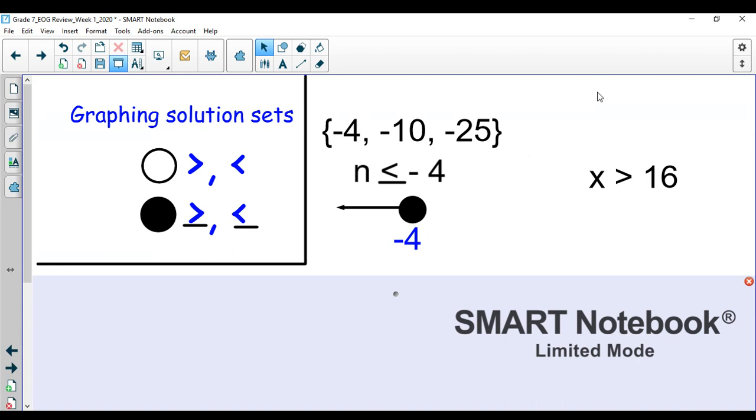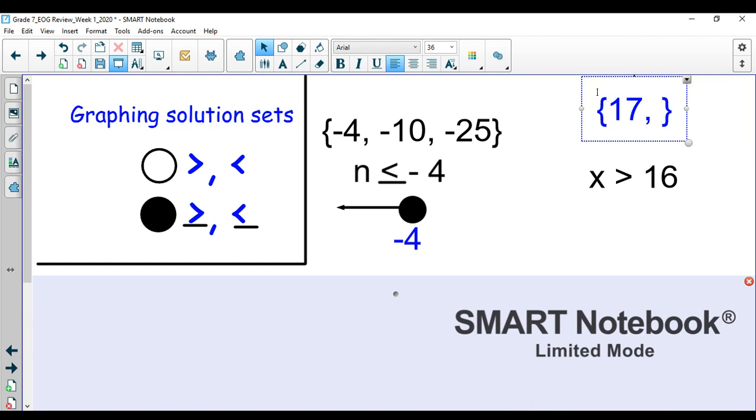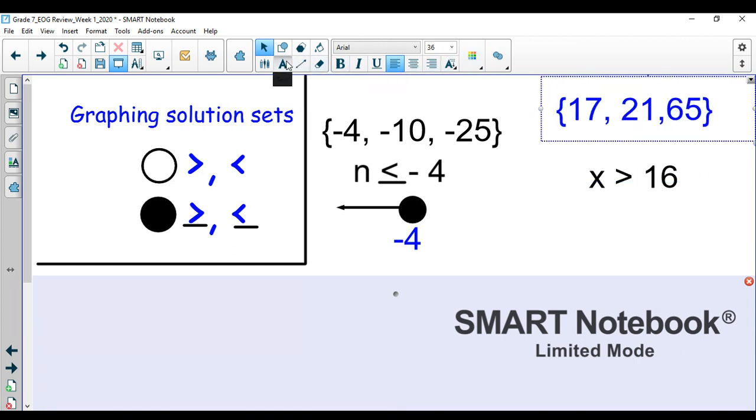The problem on the right says x is greater than 16. Greater than. So 16 itself is not going to work because x must be more than 16. So 17 is greater than 16, 21 is greater than 16, 65 is greater than 16. Any number that's greater than 16 would work.